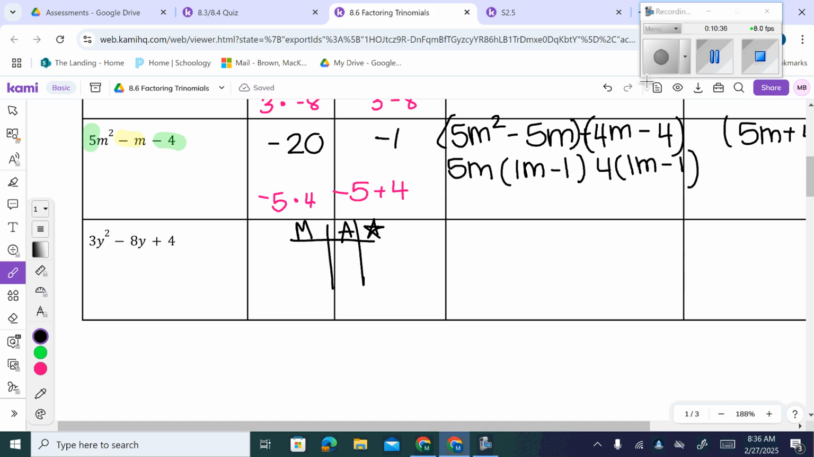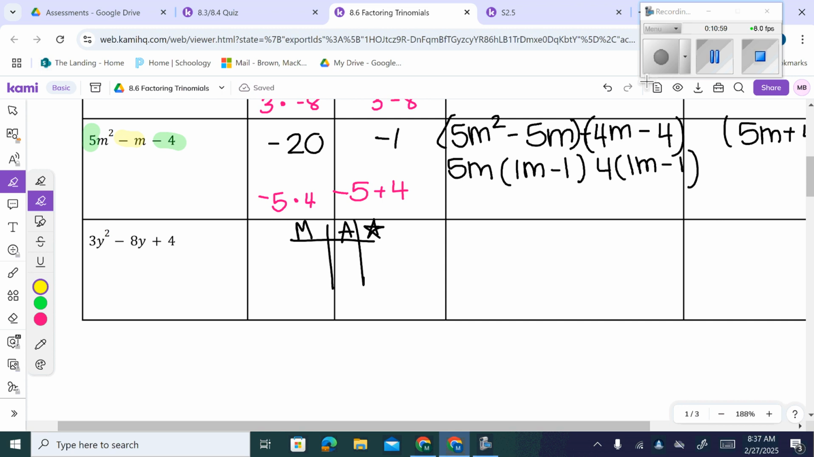What do you think M stands for? Middle. Multiply. What do you think A stands for? Add. And then what do you think that star is? Put it together. It's going to be your magic numbers. Okay? So, because you won't have this big chart on your test and quizzes, you might want to make your own little chart. Okay?